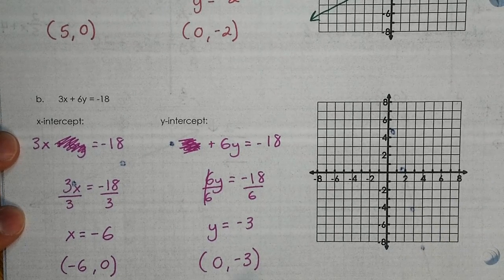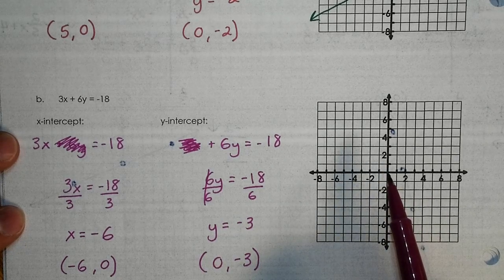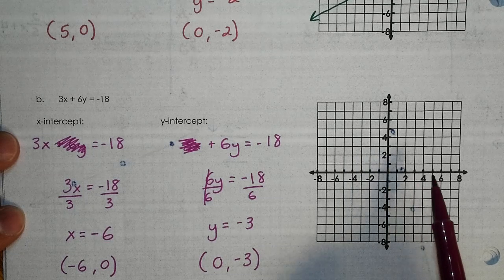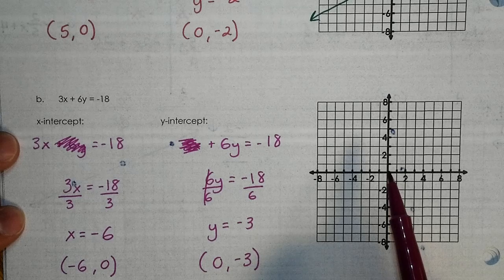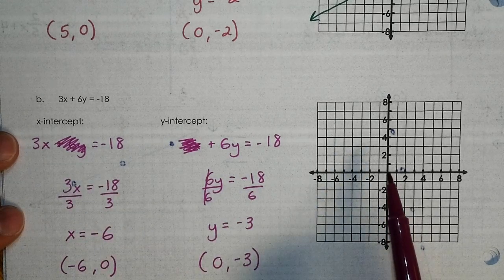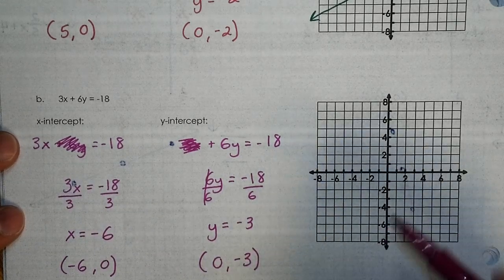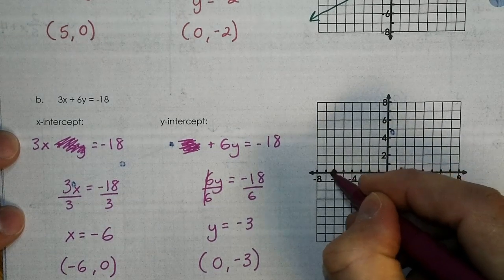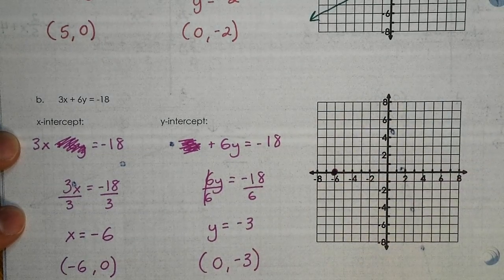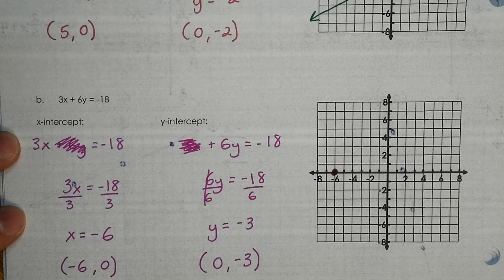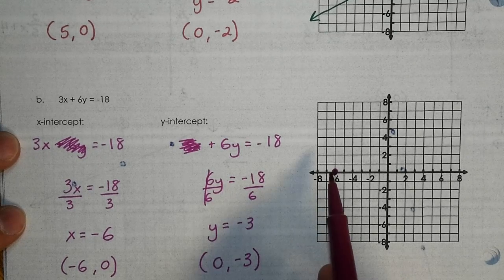All right, now we need to graph these points. Negative 6, 0. So I start at 0, 0. What direction do I go for negative 6, 0? Well, the right has positive numbers. We're on the x-axis. Go to the left to negative 6, and I put a dot. Good. So that is my x-intercept. It's where it crosses the x-axis.